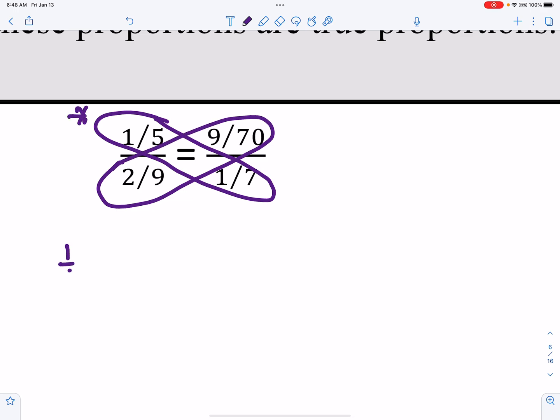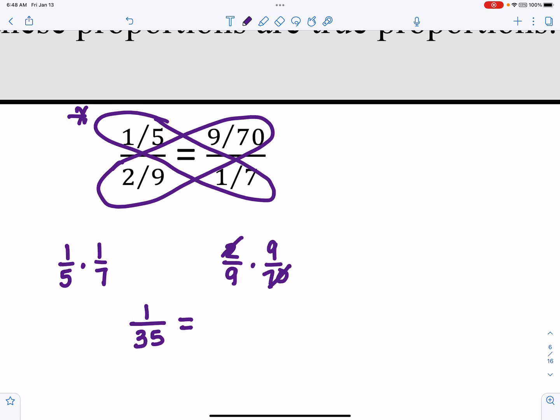So I have 1/5, okay, times 1/7. And so my first one ends up being 1/35. Set it equal to the other. Let's see, we have 2/9 times 9/70. So we definitely want to cross simplify here. These are both even, so I can divide by 2 and get 1. Divide by 2 and get 35. Divide by 9s. And we end up with 1/35, which is nice.